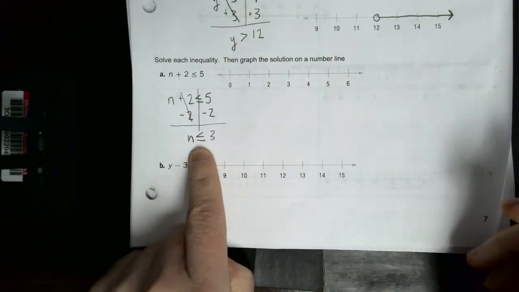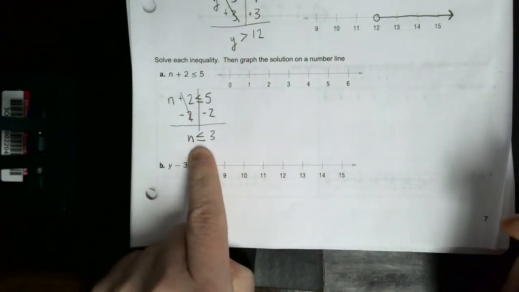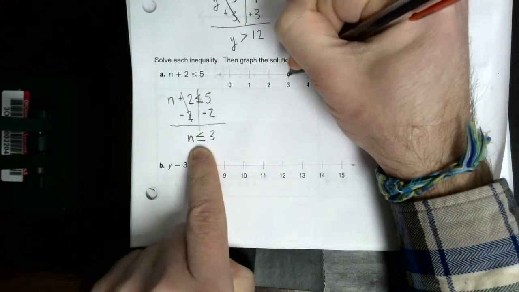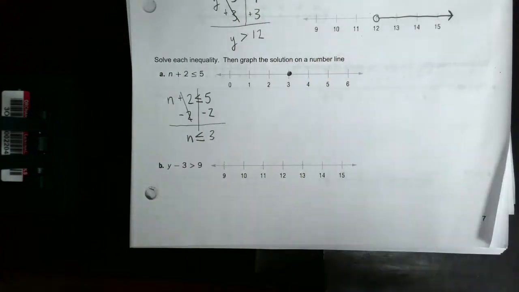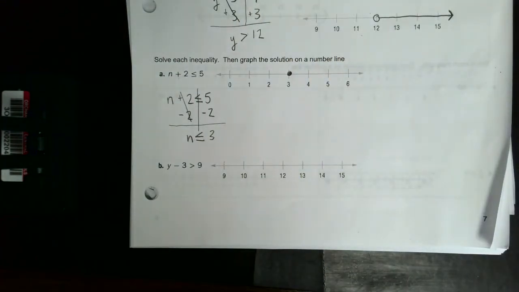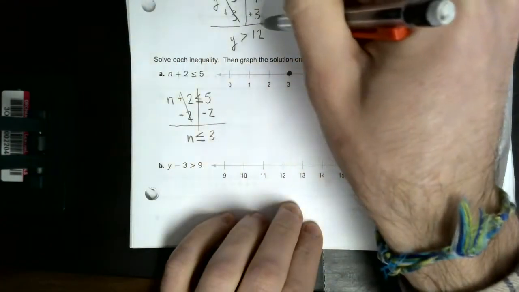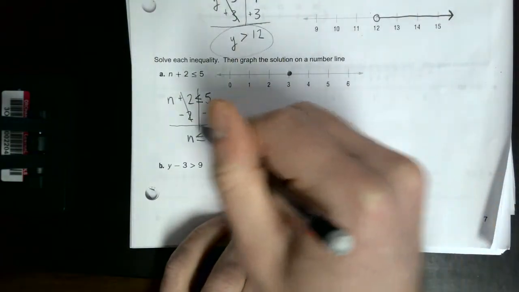So we're going to use the closed dot again because we have the or equal to symbol. So it's going to be n is less than or equal to 3, meaning we're going to close that dot there, because 3 would count. Forgot to circle that answer. I'll circle that one too.